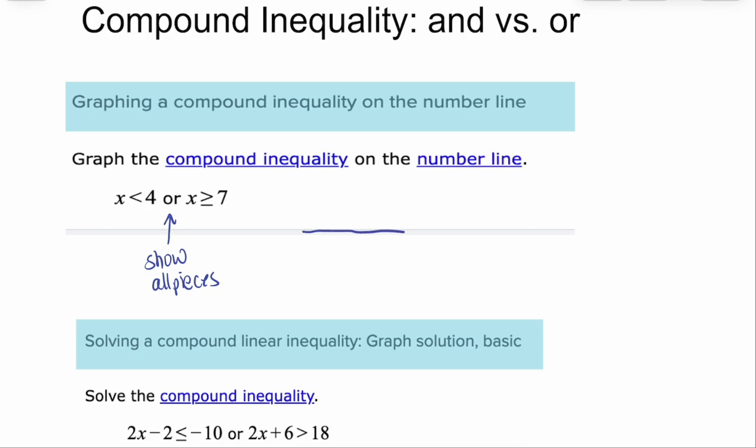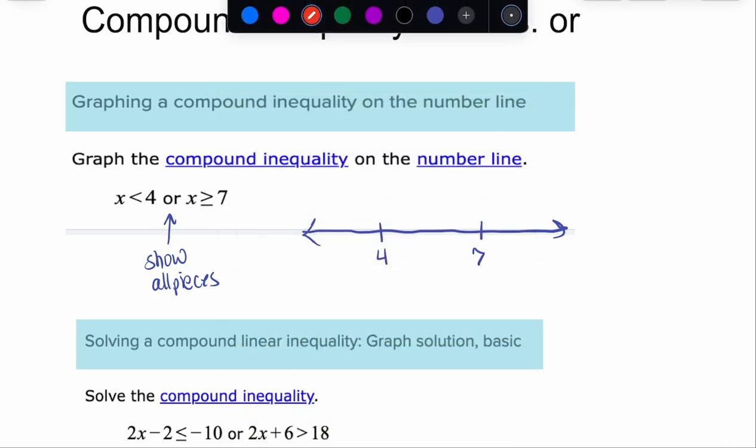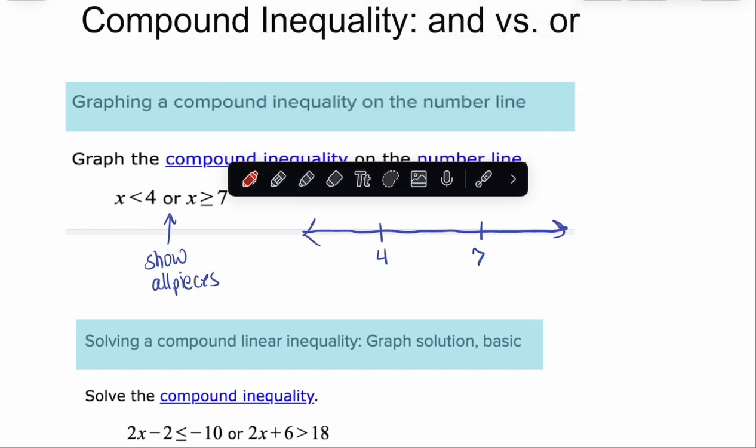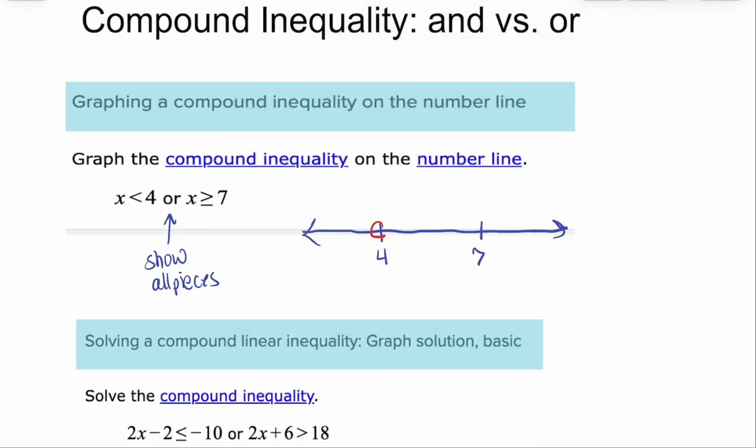Okay, so let's get our number line here. So put them in least to greatest order. Okay. And if you want to show all the numbers between 4 and 7, you can. It doesn't matter. Now, this first piece says I want the numbers that are less than 4. So put an open circle at 4 and shade everything to the left.